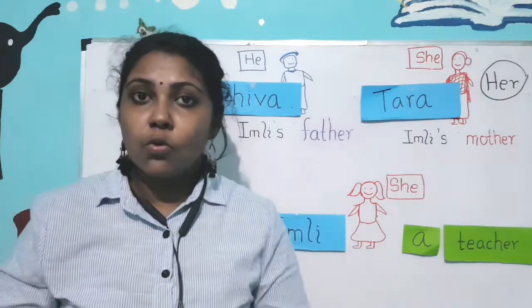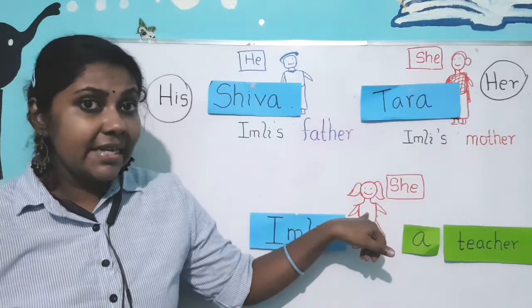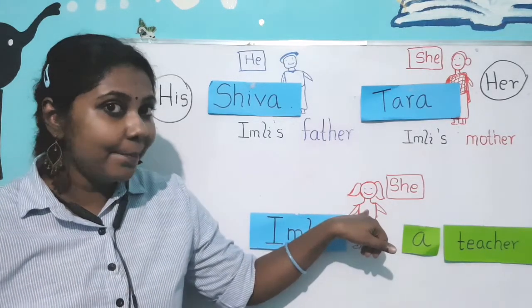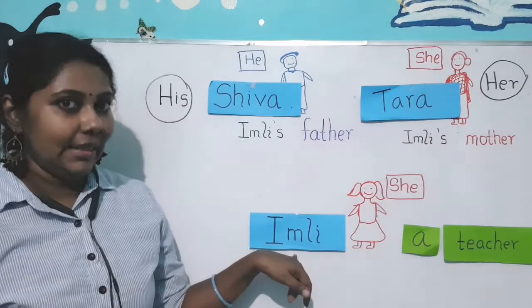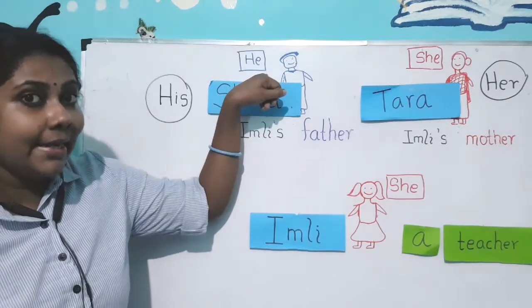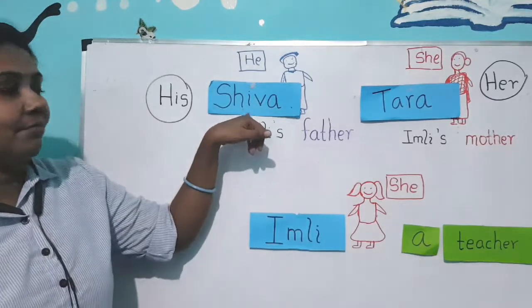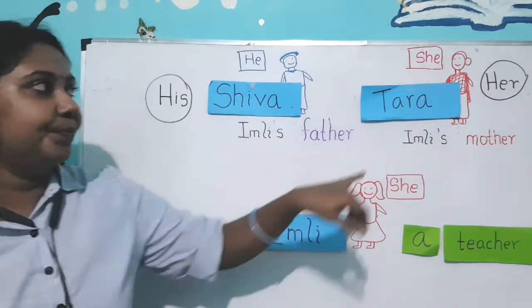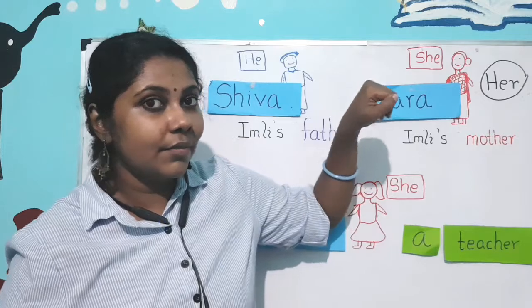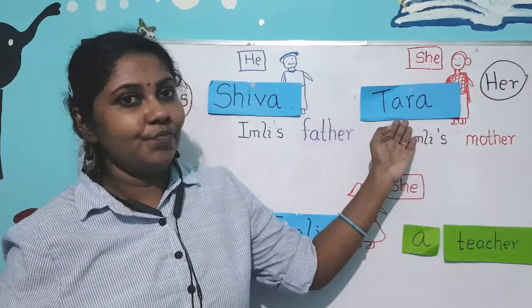Okay, now tell me, what's her name? Emily. What's his name? Shiva. What's her name? Tara.